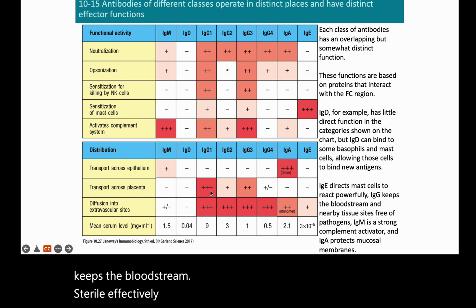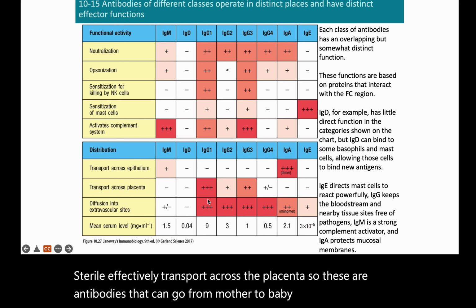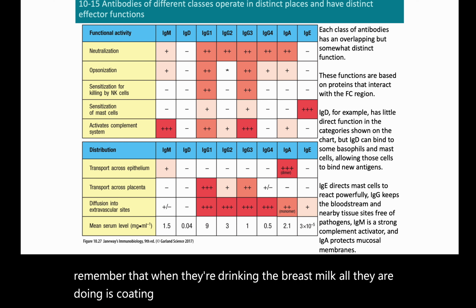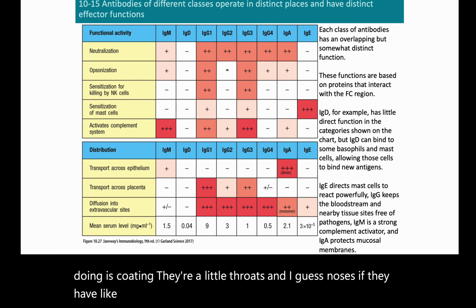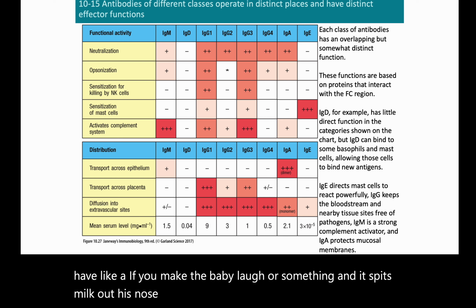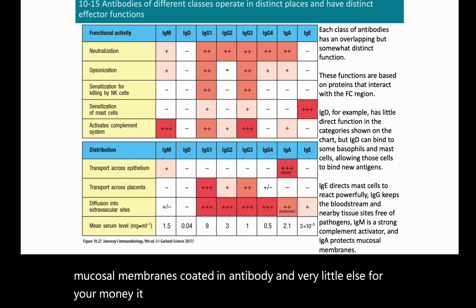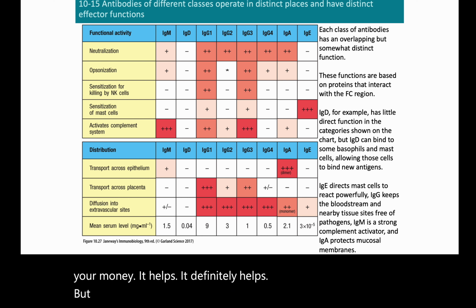Transport across the placenta. So these are antibodies that can go from mother to baby via the bloodstream. Remember that when they're drinking the breast milk, all they are doing is coating their little throats and, I guess, noses if you make the baby laugh or something and it spits milk out its nose. But yeah, pretty much you get a couple of mucosal membranes coated in antibody and very little else for your money. It helps, it definitely helps, but it's not this total protection that it would be nice if it was.